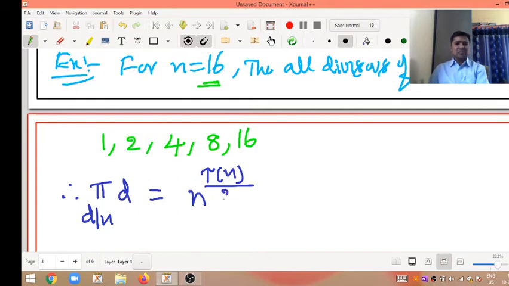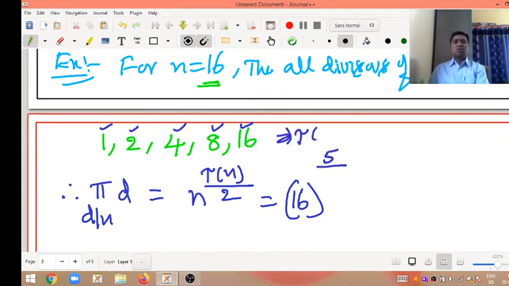According to that, n means the given integer, 16, whole to the power of tau of n. Tau of n means the number of all divisors. How many divisors are there? 1, 2, 3, 4, 5. So tau of n is 5, the number of divisors, my dear friends. So 5 divided by 2. This we want to simplify.